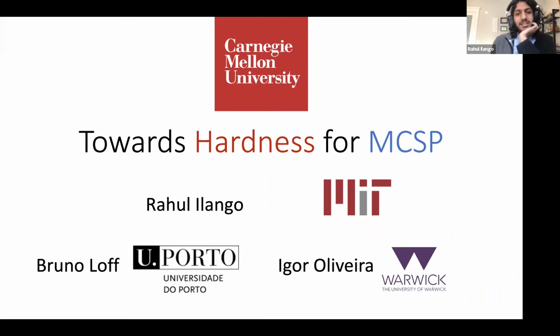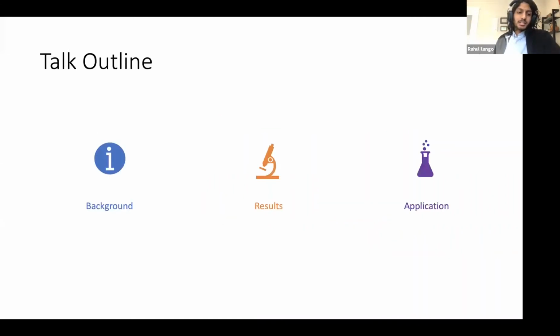Okay. So I just want to say a little bit about what the outline for this talk is going to be. So we'll start with some background. I'll tell you a little bit about MCSP, what it is, why it's interesting, what directions I think MCSP work could go in the future. Then I'll talk about these results that work towards hardness for MCSP. And finally, I'll end with some application about constant depth formulas.